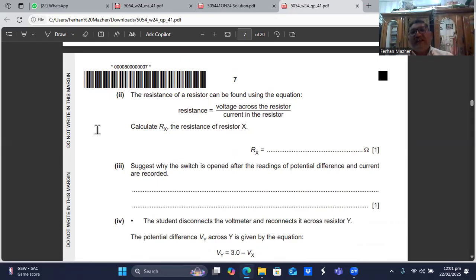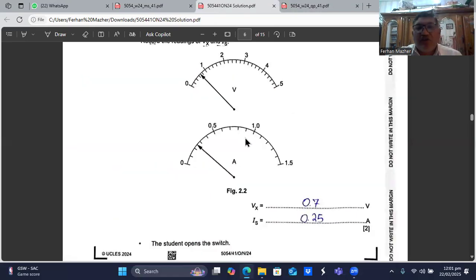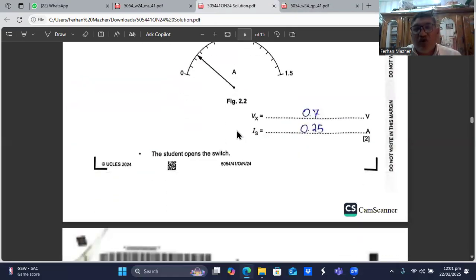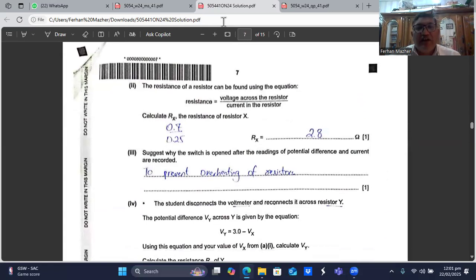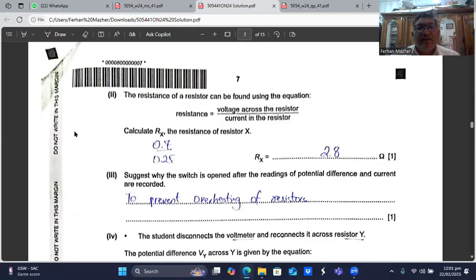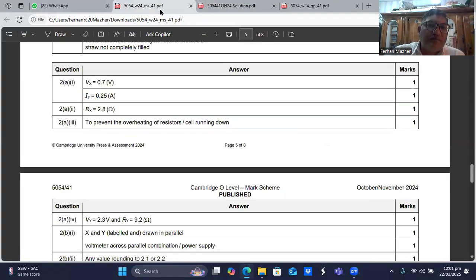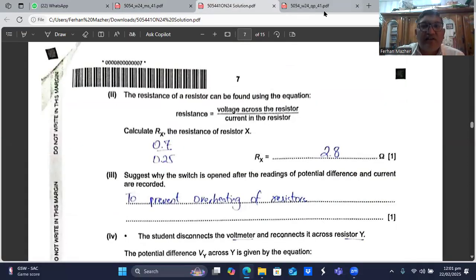So the resistor X will be equal to the voltage across the resistor X divided by the current in the resistor, because they are connected in series. So all of them have the same amount of current. So it will be 0.7, divided by 0.25, and that will be 2.8. So the resistor will be 2.8 ohm. Let's check. Yes, the resistor is 2.8 ohm.